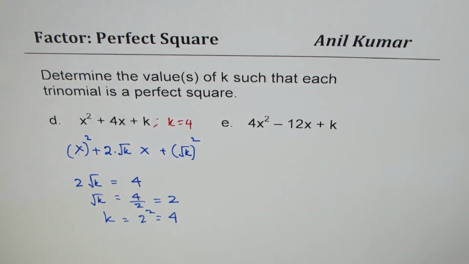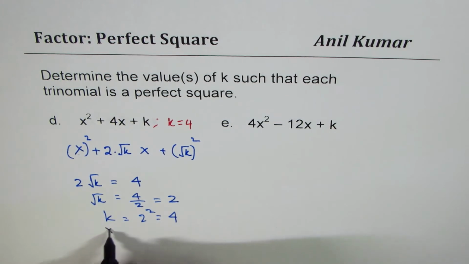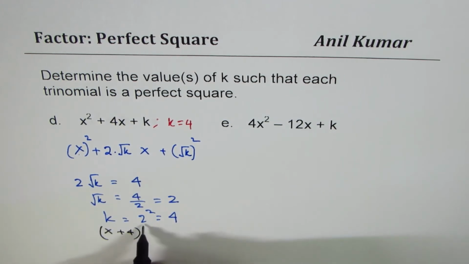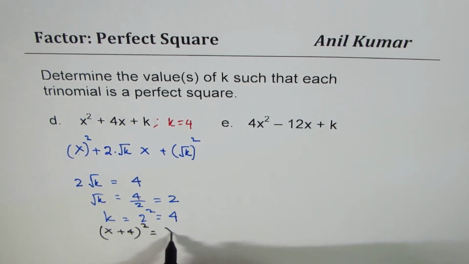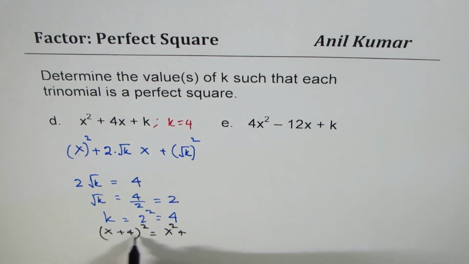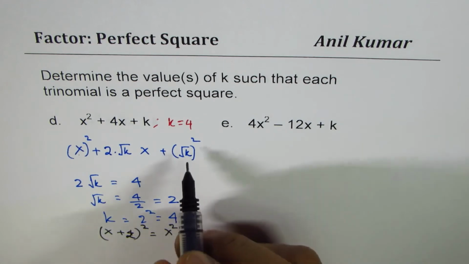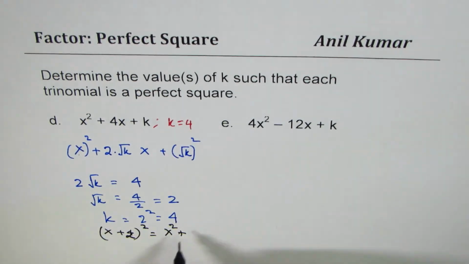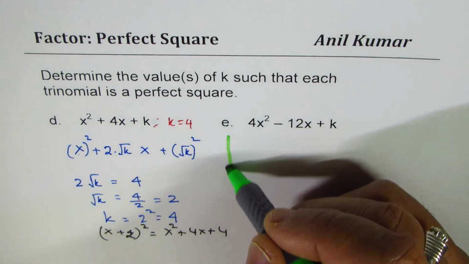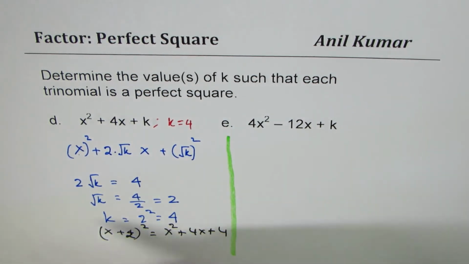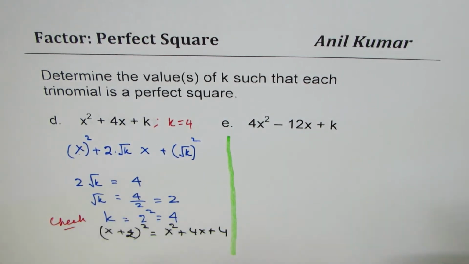So you can check your answer, which is x plus 2 whole square equals x square plus twice 2 is 4x plus square of 2 is 4. Perfect. So that is how you could actually check your answer also. We kind of checked it at this stage.